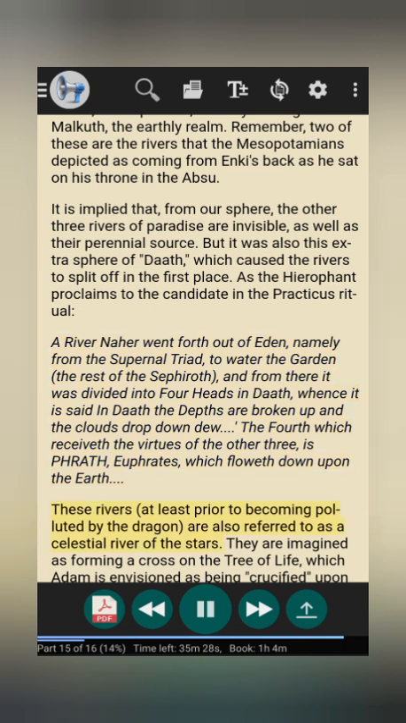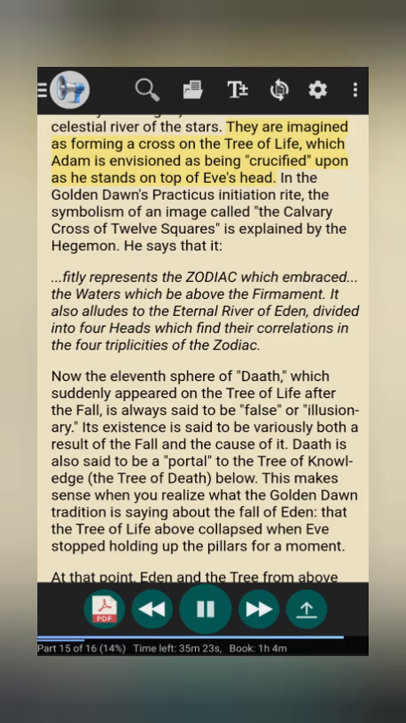These rivers, at least prior to becoming polluted by the dragon, are also referred to as a celestial river of the stars. They are imagined as forming a cross on the Tree of Life, which Adam is envisioned as being crucified upon as he stands on top of Eve's head. In the Golden Dawn's Practicus initiation rite, the symbolism of an image called the Calvary Cross of 12 squares is explained by the hegemon. He says that it fitly represents the zodiac which embraced the waters which be above the firmament. It also alludes to the eternal river of Eden, divided into 4 heads, which find their correlations in the 4 triplicities of the zodiac.